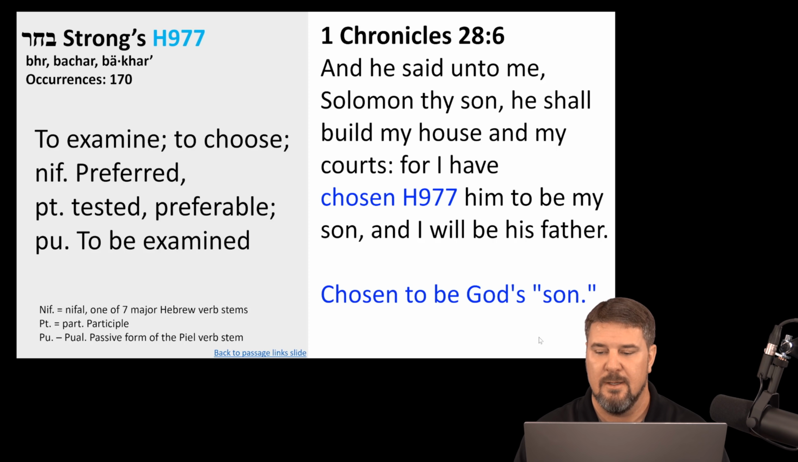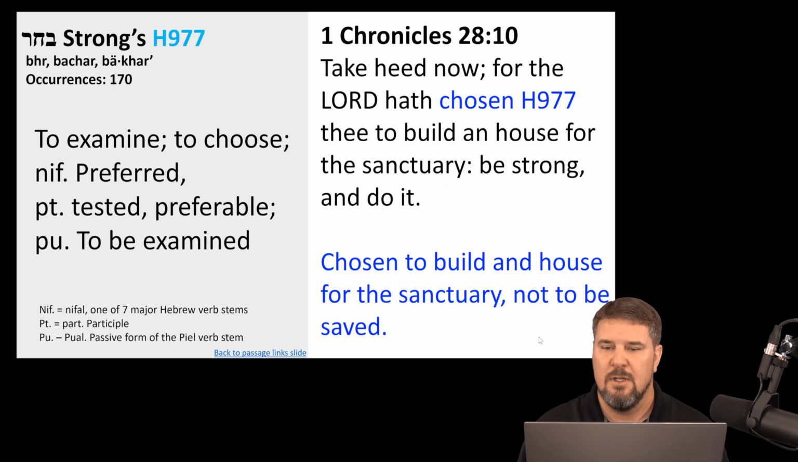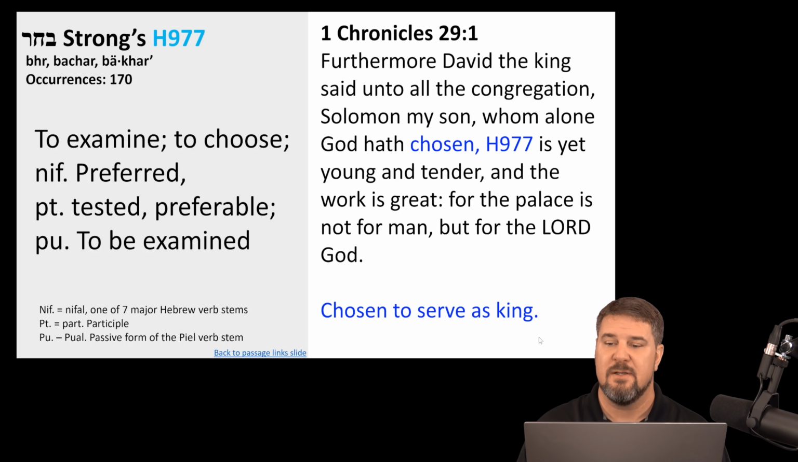But very clearly, Solomon was not the only person saved. And based on his apostasy, a lot of people call that into question. In 1 Chronicles 28:10, Solomon was chosen to build a house for the sanctuary, not chosen to be saved. In 1 Chronicles 29:1, you have somebody chosen to serve as king, not chosen to be saved.